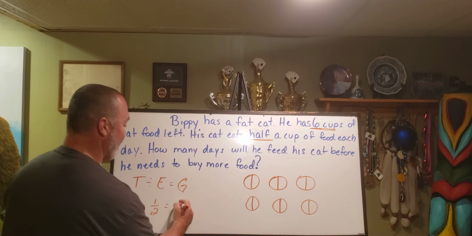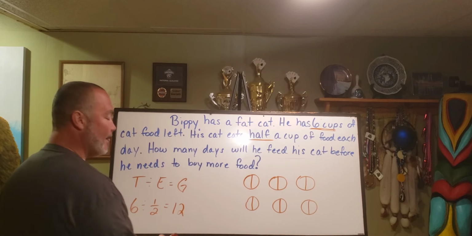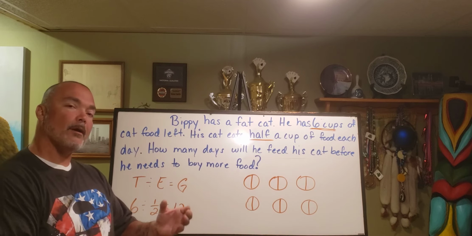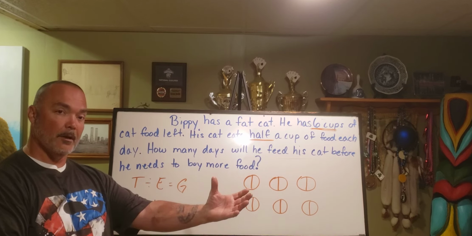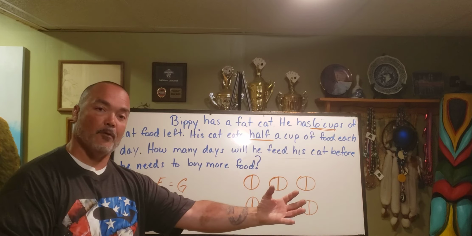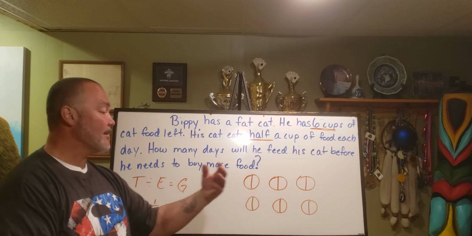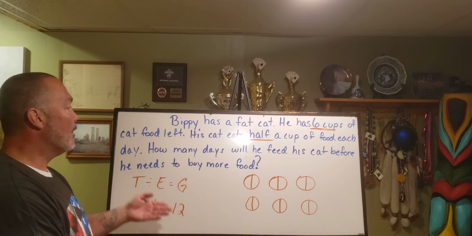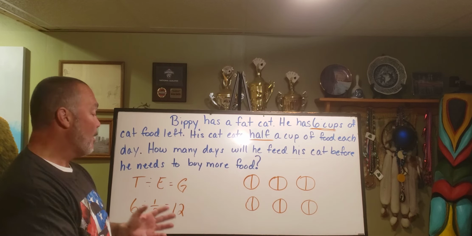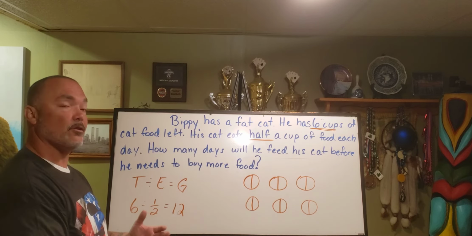Therefore, 6 divided by 1/2 equals 12. And that would make sense. If 1 cup is going to give me 2 days of food, 2 cups is going to give me 4 days of food, 3 cups, 6 days, and so on, until I get a total of 12. So Bippy needs to get himself to the store before he runs out of food, and he has 12 days.